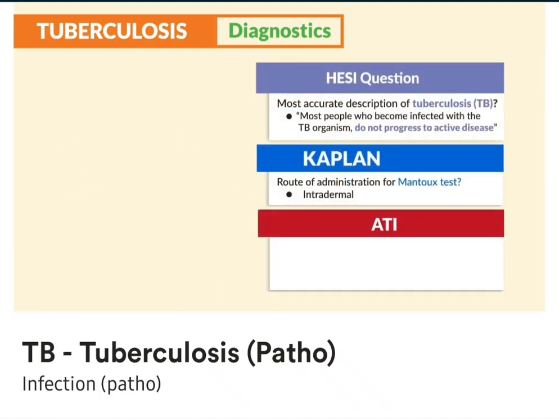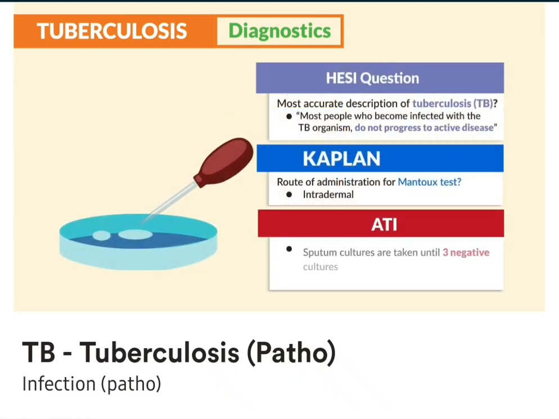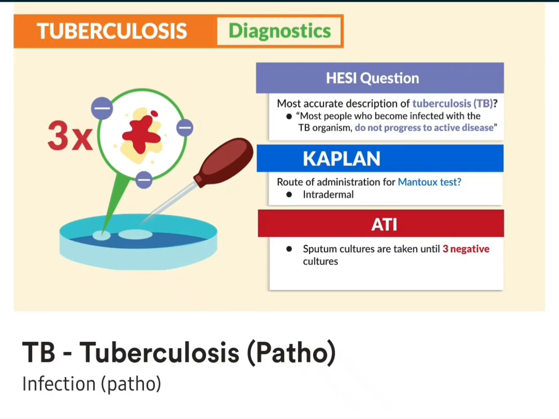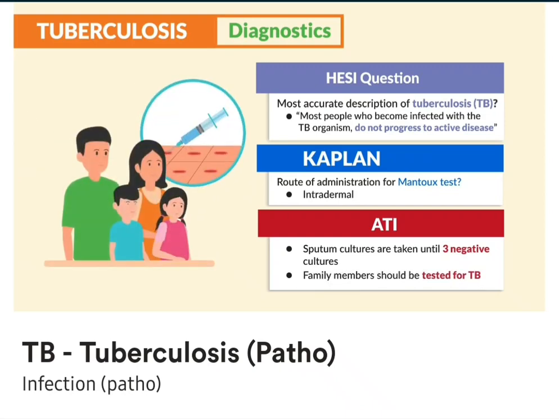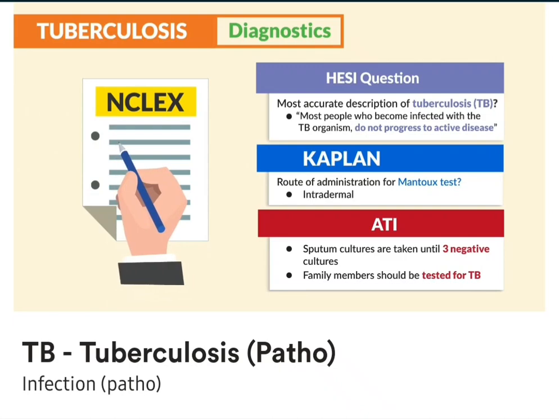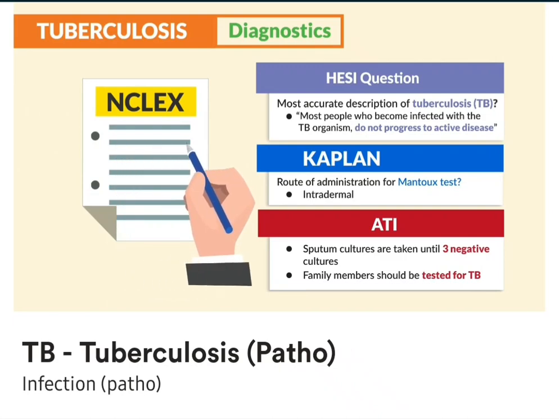Now lastly, ATI mentions a few key points. Sputum cultures are taken until 3 negative cultures. The key number there is 3, so just think 3 and you're free. And family members should be tested for TB. These 2 key points love to come up on exams as well as the NCLEX.